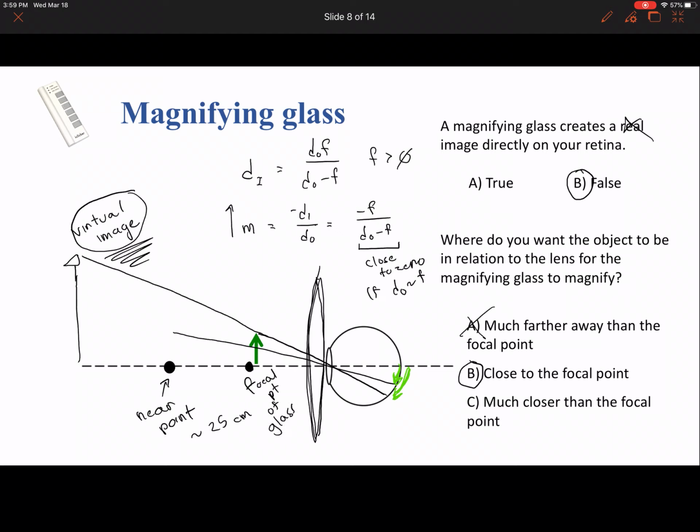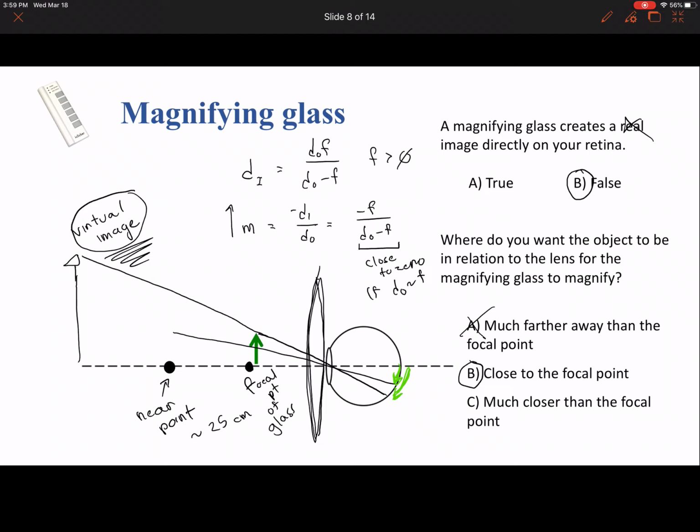Because I want to create a virtual image. If it's just outside the focal point of this converging lens, I'm going to get a real image. I don't want that. So it's just inside, really close to. That's how magnifying glasses work. They allow you to bring objects really close by creating images you can actually focus on that are far away. And by bringing those objects close, they take up a greater angle on your retina.